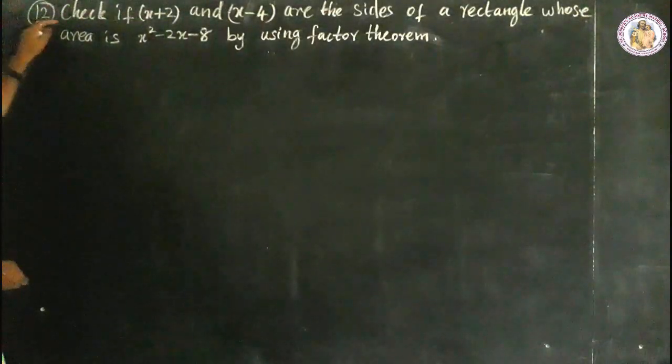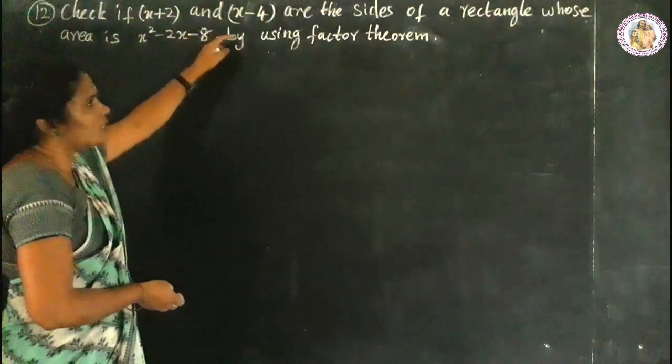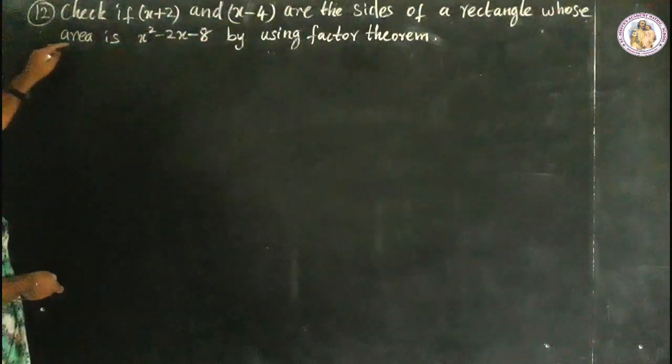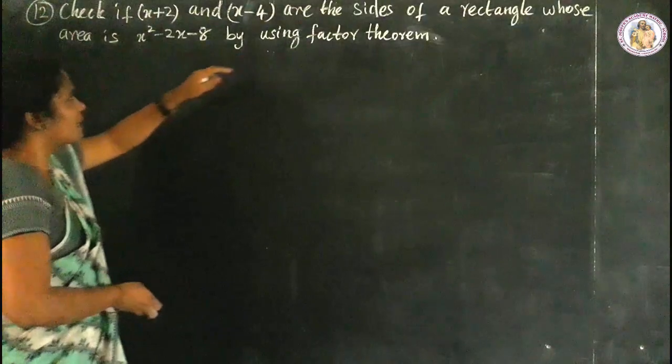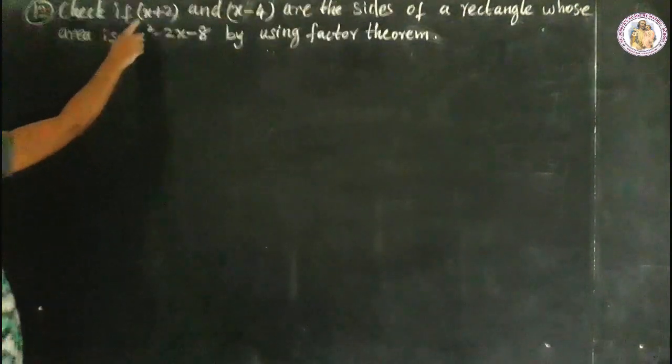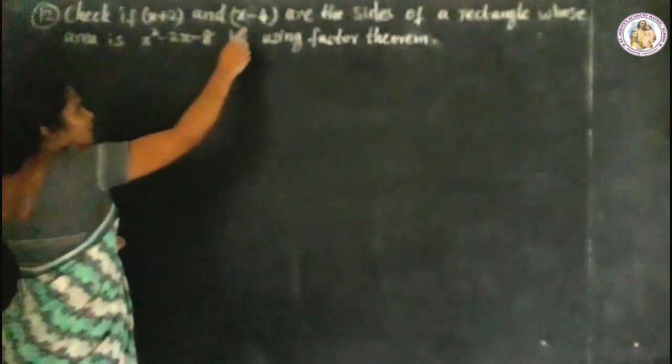Question number 12. Check if x plus 2 and x minus 4 are the sides of a rectangle whose area is x square minus 2x minus 8 by using factor theorem.